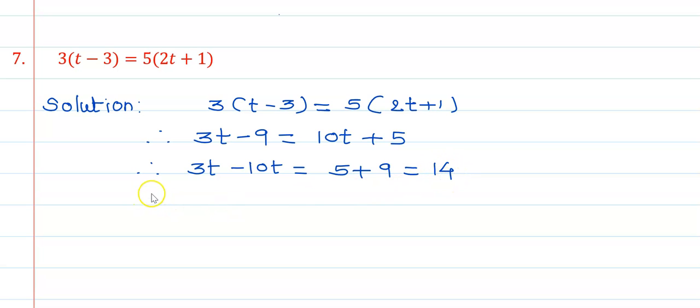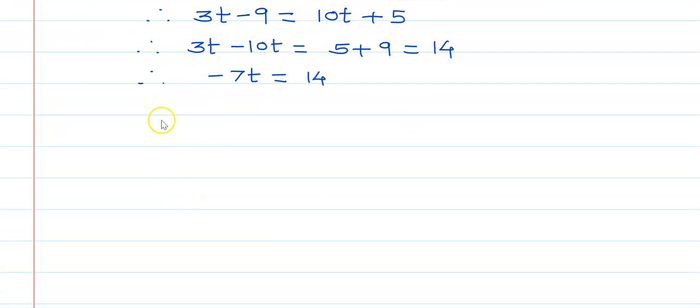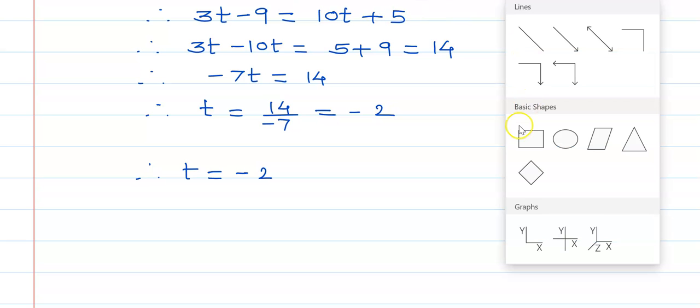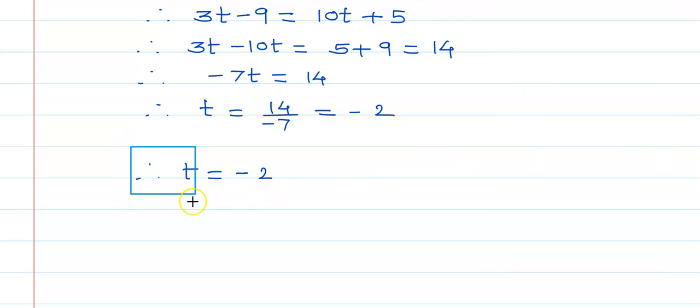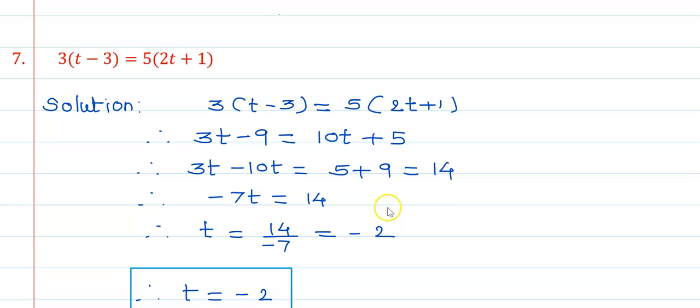here you will get 14. Now 3t minus 10t, you will get minus 7t, that is equal to 14, and therefore t is equal to 14 upon minus 7, and that equals minus 2, and therefore t is equal to minus 2 is the solution. Okay, here is the answer: t is equal to minus 2. Very simple.